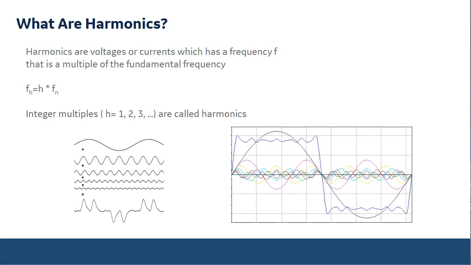Then from the bottom left, you can see this image. The topmost waveform is the fundamental frequency, and then you have some integer multiples below, and when you sum these up, you get the waveform that you measure from the network. This now includes the fundamental frequency waveform and also all the harmonics. And then you get something like this. This is what we are talking about when we talk about harmonics.